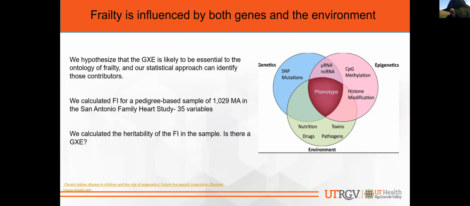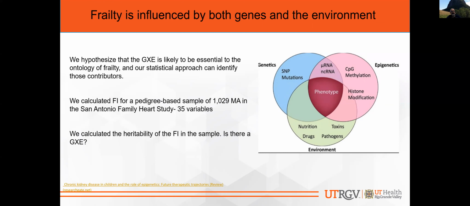So we hypothesize that there is a gene by environment interaction and that it is actually essential to the ontology of frailty. And we can use our statistical approach to identify it. If you look on the right, there are multiple different ways that the environment and the genes can interact. You could have methylation, histone modification, toxins, pathogens, drugs, nutrition in the environment, and what our team is very interested in, looking down here in the valley, you can have mutations.